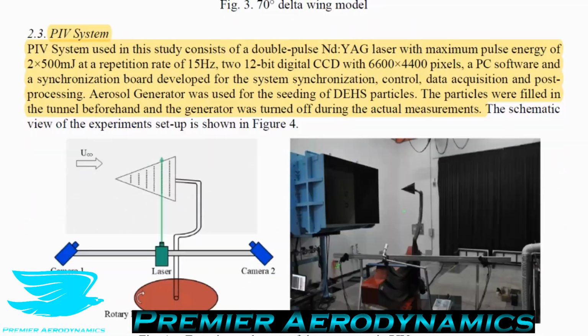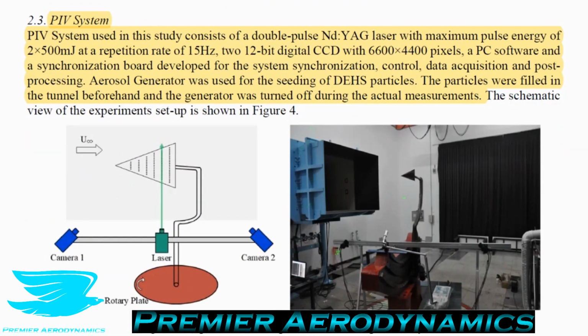And now onto the PIV system, they're talking about some of the nitty-gritty. So the PIV system used in this study consists of a double pulsed ND YAG laser. This is a very common laser, like I would say it makes up like 95% of the PIV systems out there, with a maximum pulse energy of 2 by 500 millijoules at a repetition rate of 15 Hertz. So this is again a pretty standard laser here.